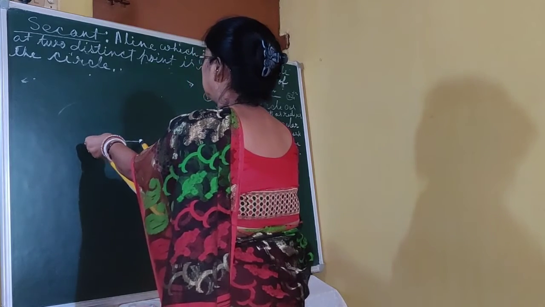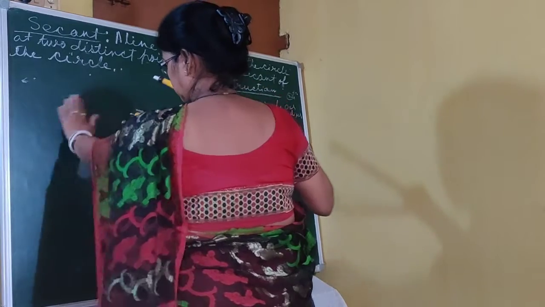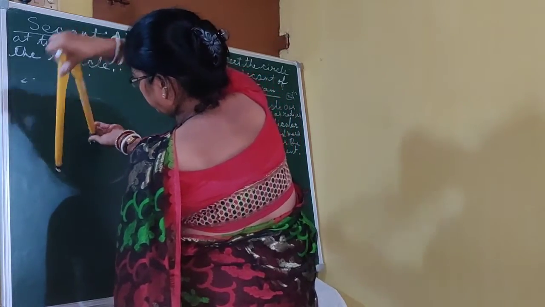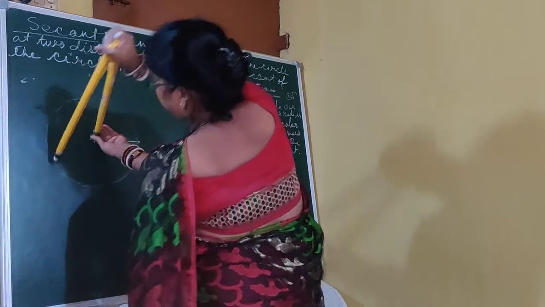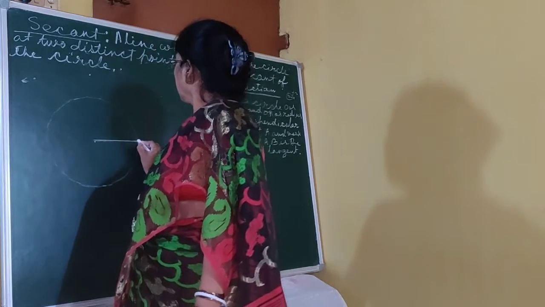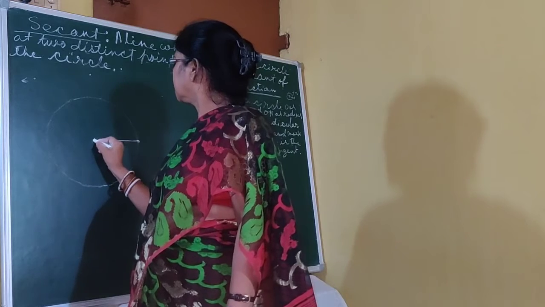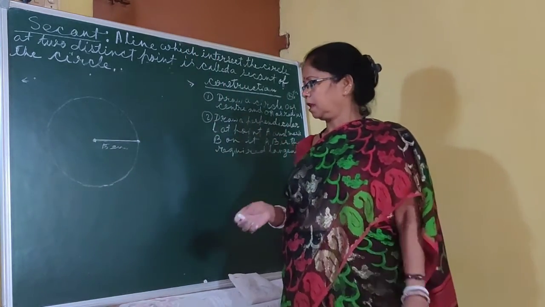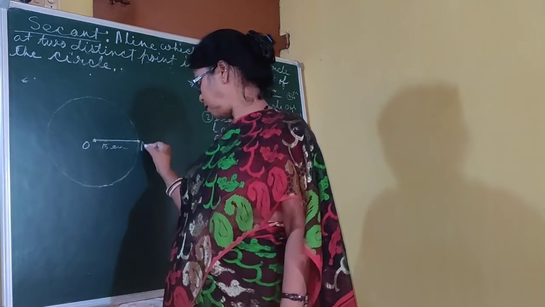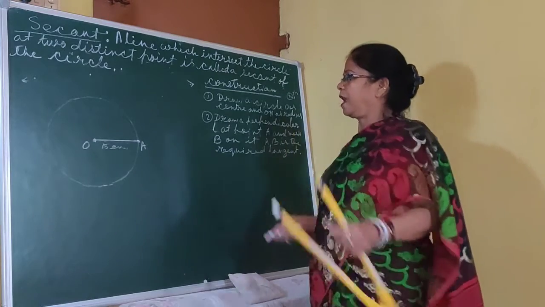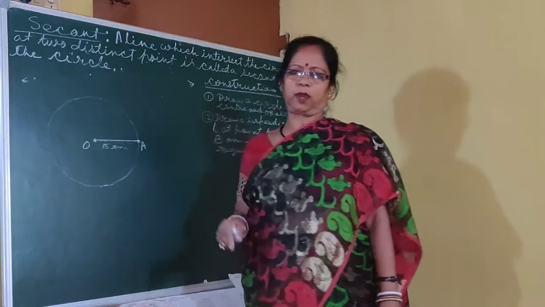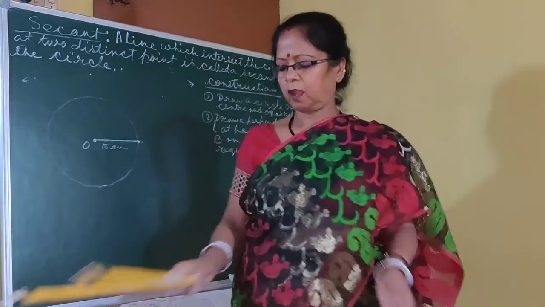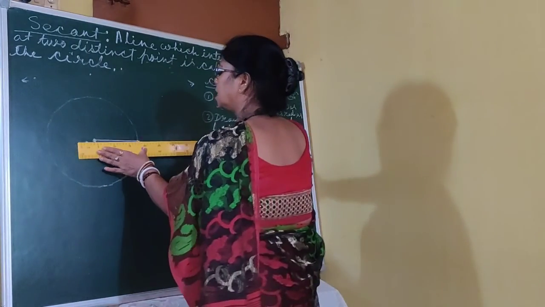Radius is this. It is 15 centimeter on the board. In the copy you will do 3 centimeter. Then OA. OA is the radius. So at the point A I will now draw a perpendicular at the point A. How to draw a perpendicular with the compass and extend this line.